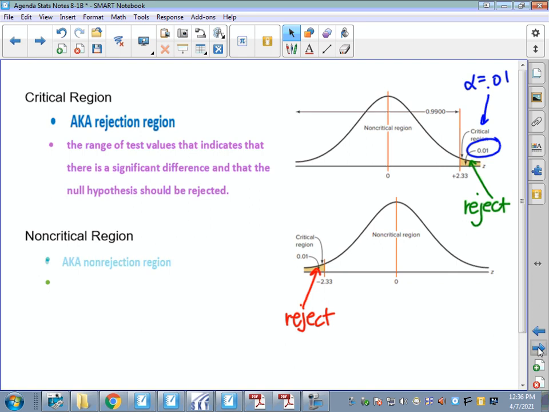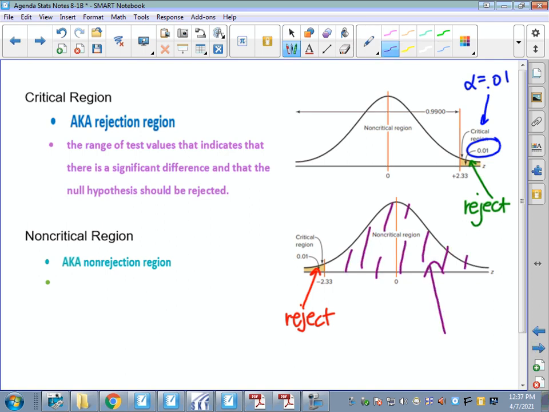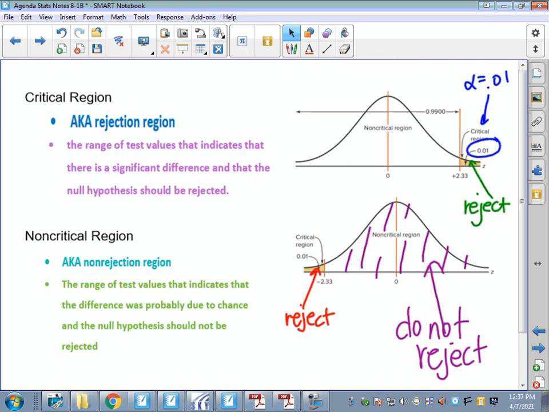Non-critical region then is also known as the non-rejection region. This is where if anything lands in this non-rejection region over here, we do not reject H sub O. So for those of you who are visual people, that helps you out. We'll make a curve. We'll say, well, here's our alpha and here's our critical value. Does the critical value fall in the critical region, or does it fall in the non-shaded, non-critical region? So the non-critical region is the range of values that indicates the difference between x bar and mu was probably due to chance. H sub O should not be rejected. So here H sub O should be rejected.